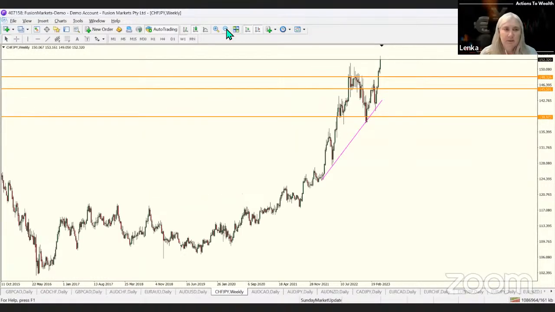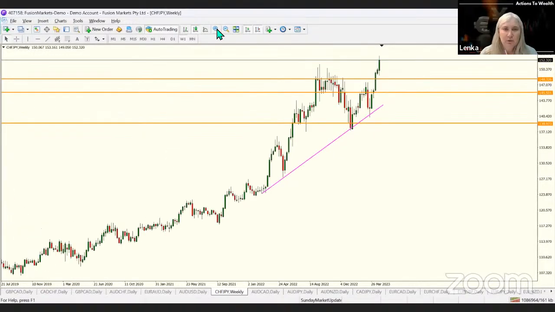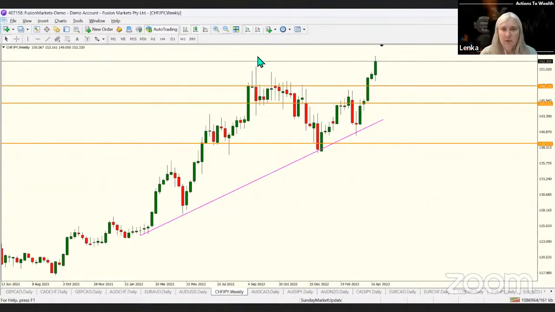I have added an extra line here, which is just the most recent trend line here. And I will be now looking for some kind of retracement pullback, and looking for long opportunities, if the price comes back to any of these levels here.